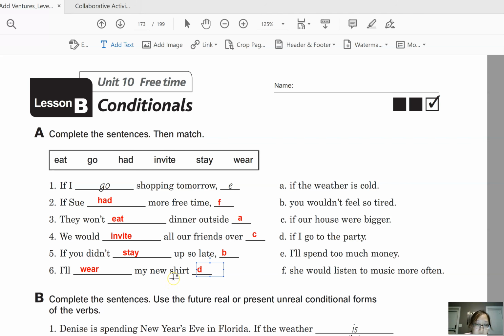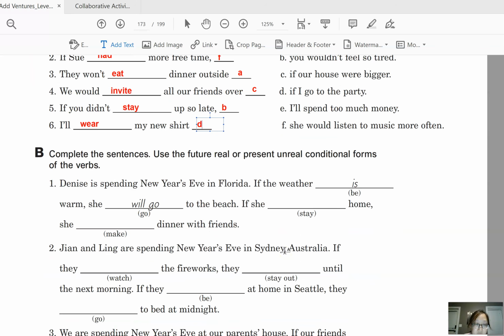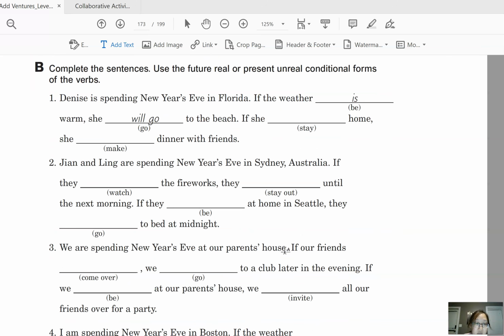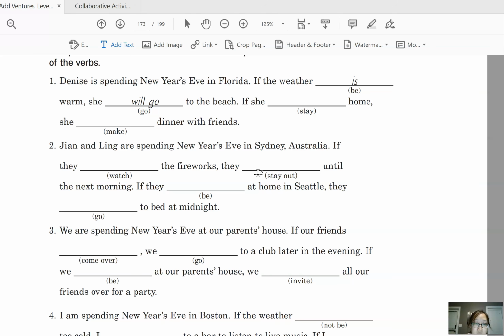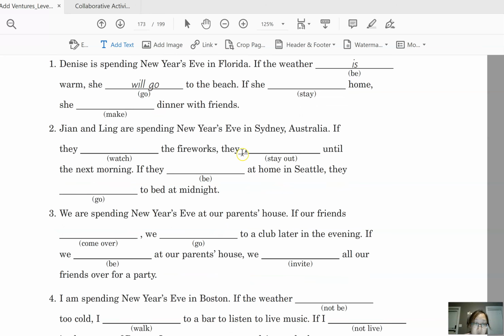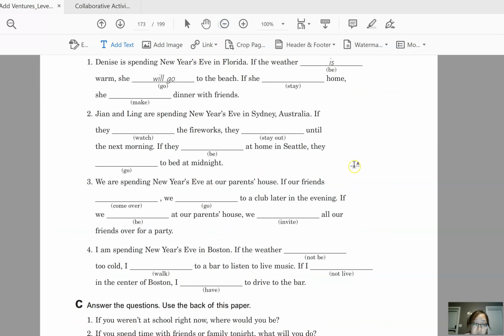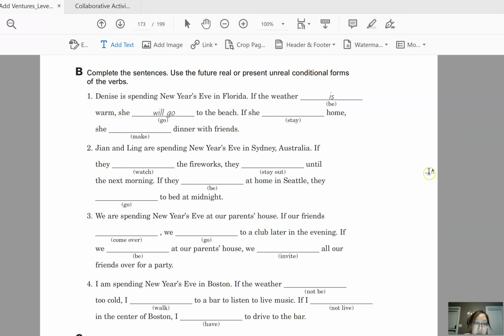Okay, all right, now let's look at exercise B. Complete the sentences. Use the future real or present unreal conditional forms. As I mentioned, it's the same as a future unreal conditional form, okay, of the verbs. So, since you can't see the whole thing, let me zoom out a little bit. Okay, all right. So let's look at number 1 together first.